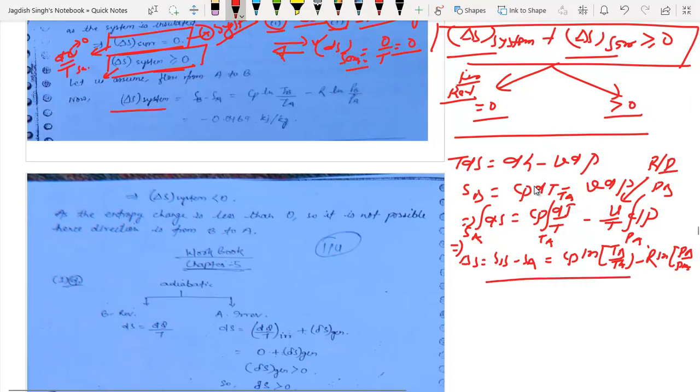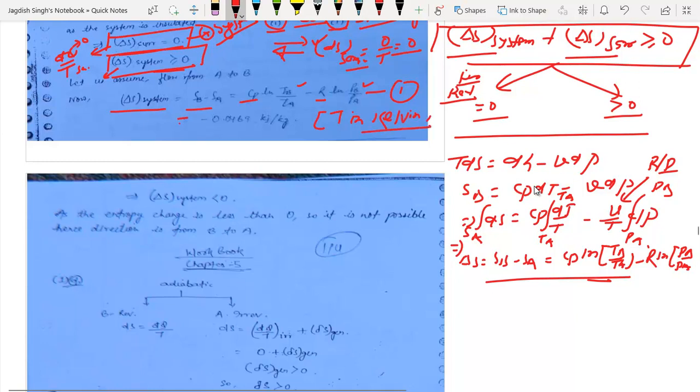This del S system is equal to SB minus SA, because we have assumed that air is flowing from A to B. In this condition, we have derived this equation here: Cp ln TB by TA minus R ln PB by PA. Cp and R are given in the question. Everything is given. We have to be careful: temperature must be in Kelvin.